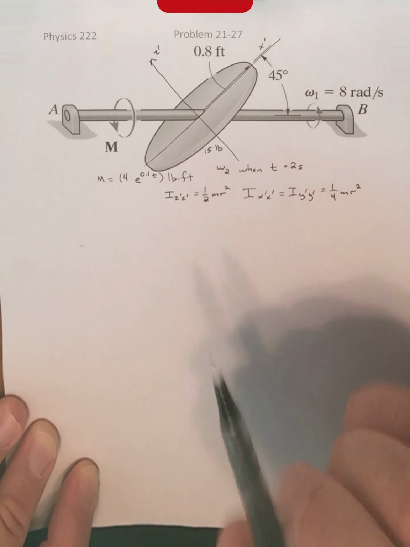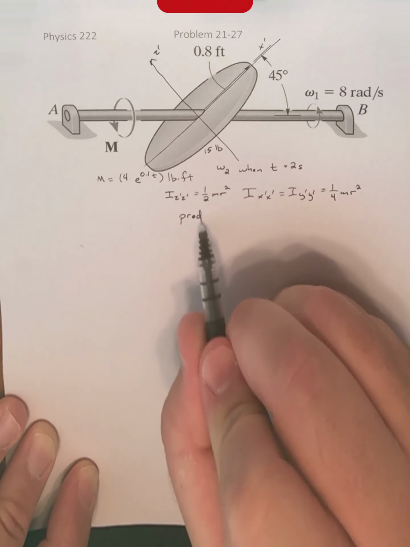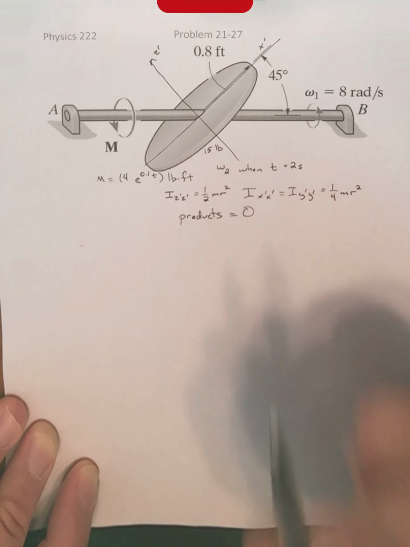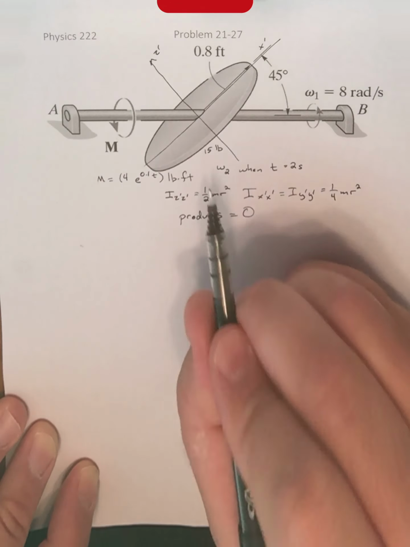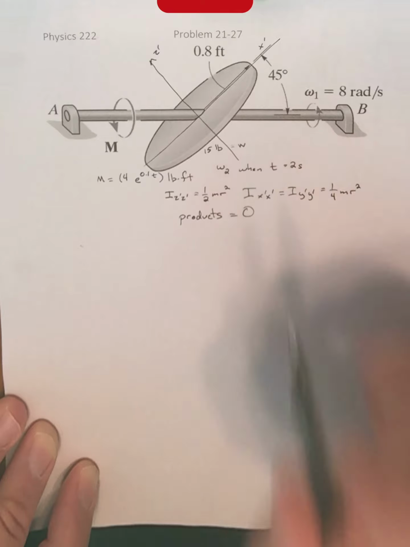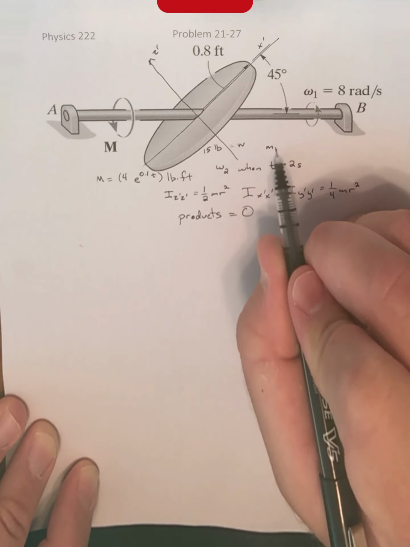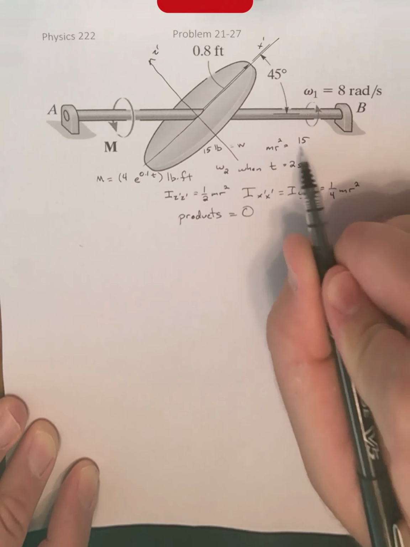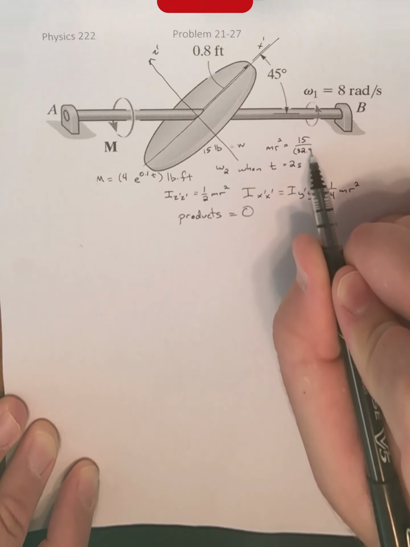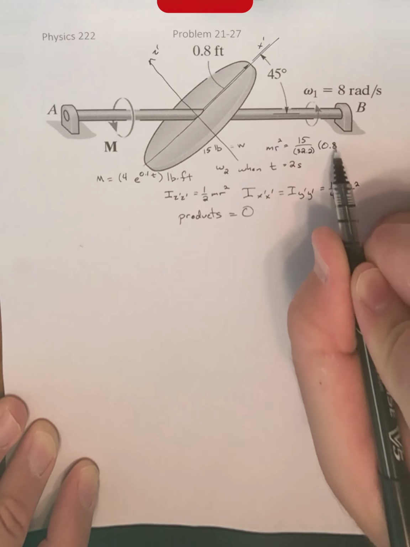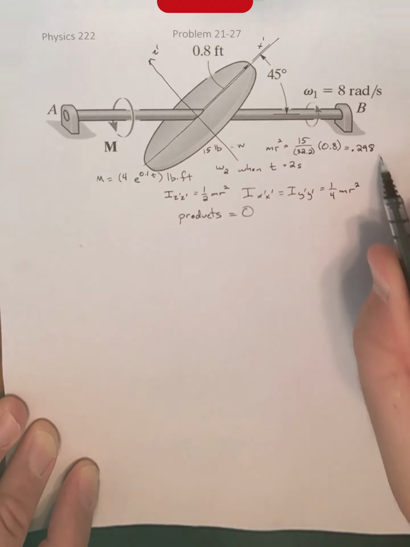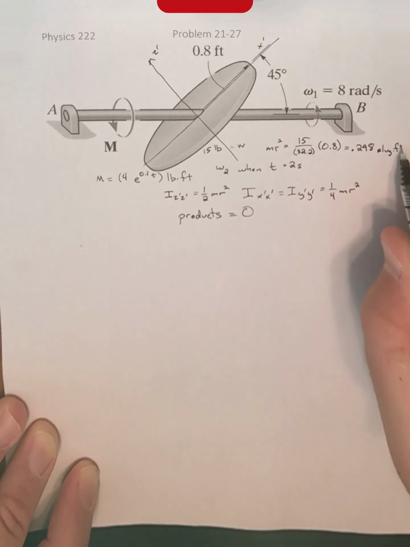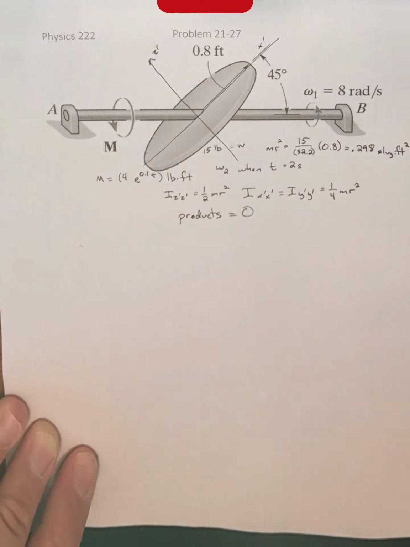Because the disk itself is symmetric, all of our products of inertia, all of those cross terms, are equal to 0. So that will simplify things later when we go and compute the new moment about this axis. The mr squared, we're told that this is 15 pounds, but remember that that's the weight. So our value of mr squared is going to be 15 pounds divided by g, 32.2, multiplied by our value of the radius, 0.8. That gives us 0.298 slug feet squared. Always like talking about the slug feet.